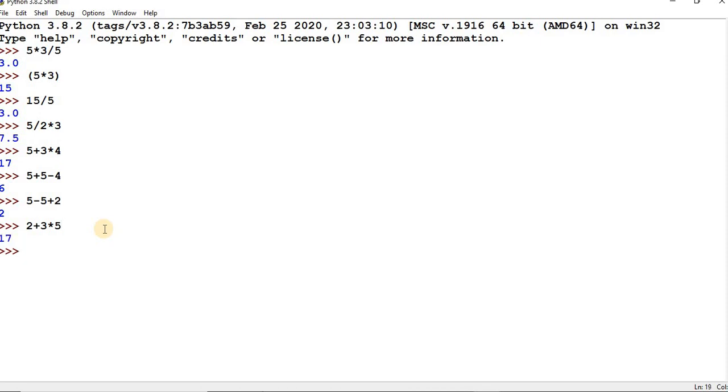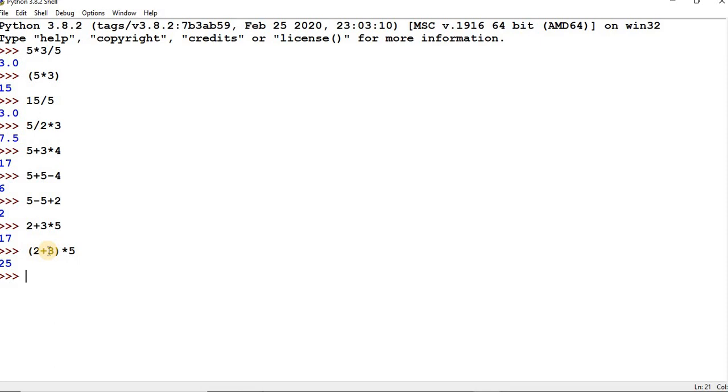But when you are placing the bracket, suppose I am giving (2 plus 3) and then multiplied by 5. Even though the priority of the asterisk is higher, the bracket has the highest priority. So the bracket will evaluate first, 2 plus 3 is 5, and then the result will be multiplied by 5, so you will get 25. Okay, just see the order of evaluation.